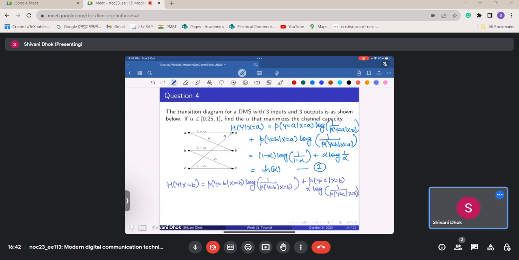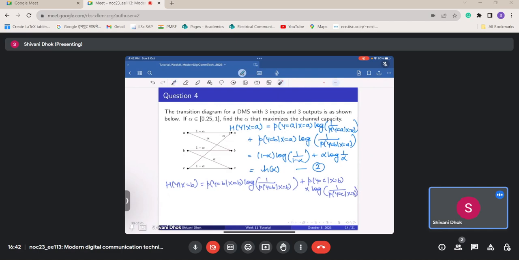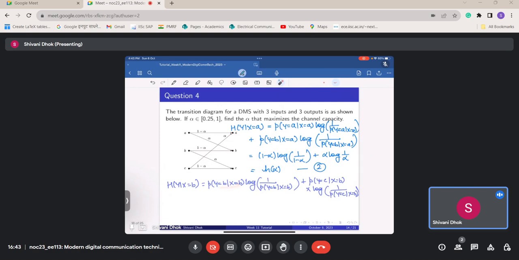Now this probability of y equal to b given x equal to b is again 1 minus alpha. So this comes out to be 1 minus alpha into log of 1 upon 1 minus alpha. Similarly, this quantity, probability of y equal to c given x equal to b, is alpha. So this comes out to be plus alpha log 1 by alpha. Again, this I can write as small h of alpha. Let's say this is equation 3.